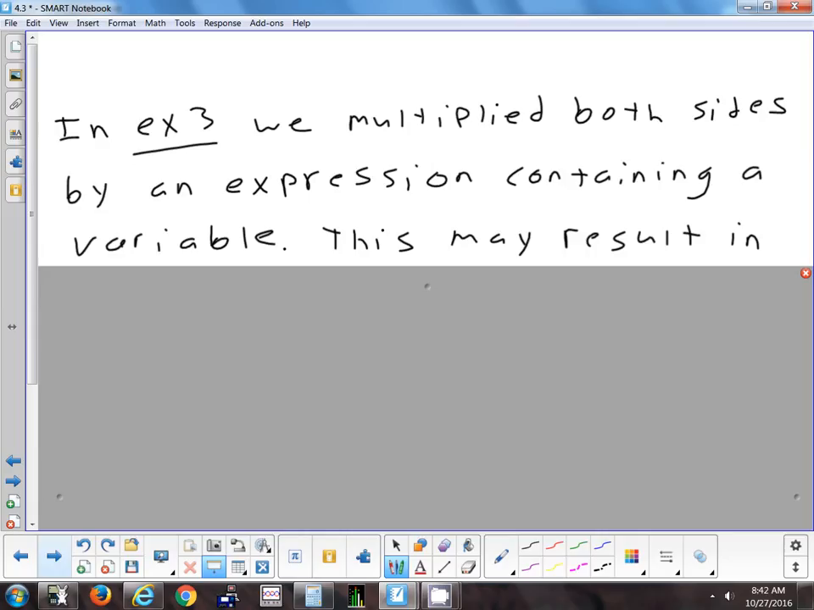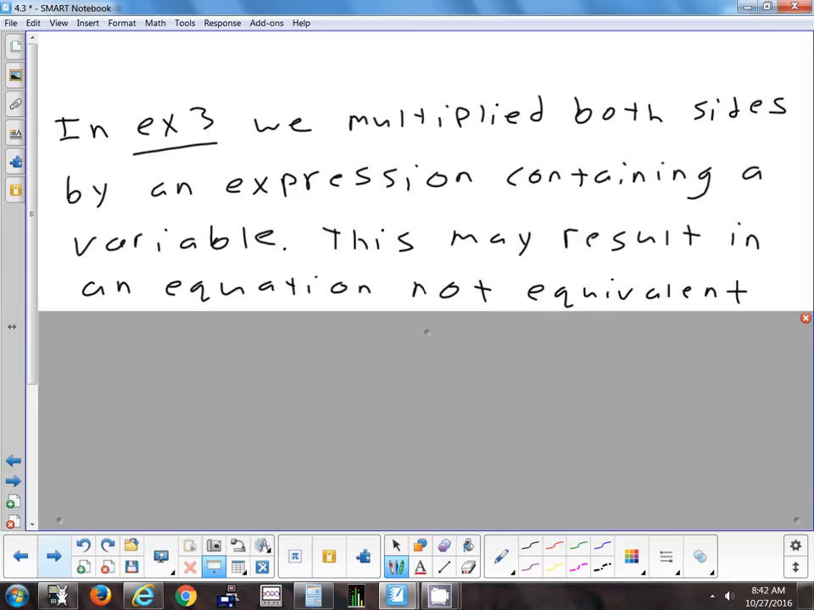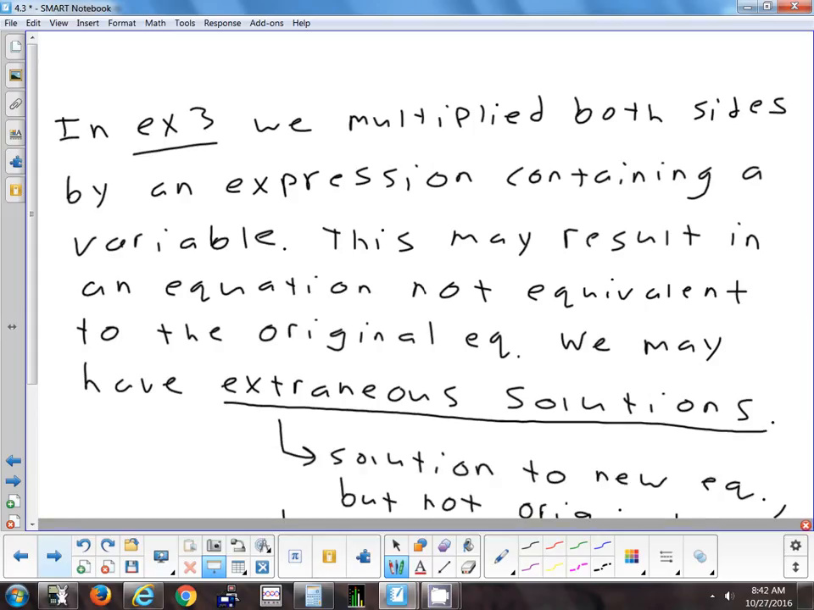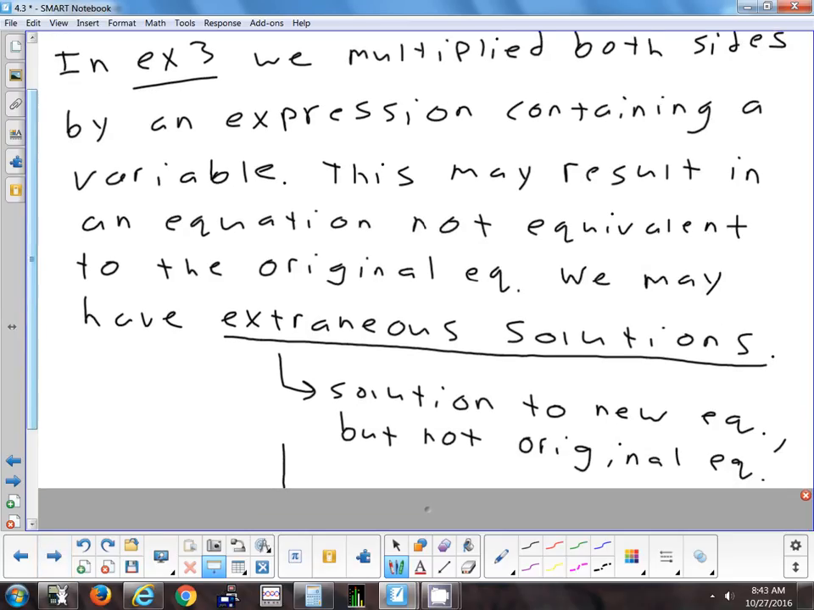All right, so in that example, we multiplied both sides by a variable. Okay, we multiplied both sides by, I think it was x plus 20. Anytime you do that, you've got to be careful that you don't get an extra answer in your problem that doesn't work. So anytime you multiply both sides by a variable, you can get an extra answer that doesn't work in the original problem. Okay, and that's called an extraneous solution. An extraneous solution is a solution to the equation you created by multiplying both sides by a variable, but it is not a solution to the original problem.